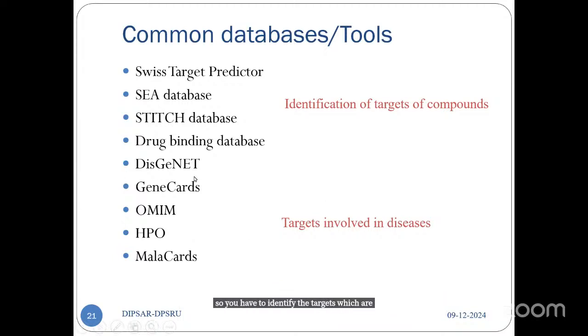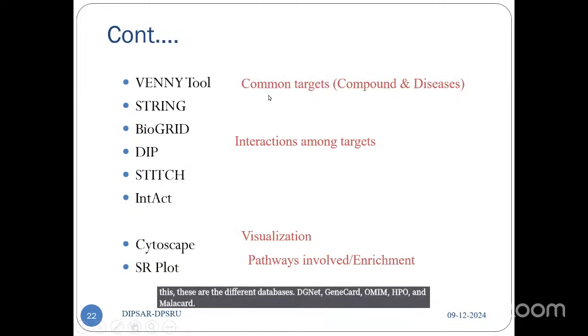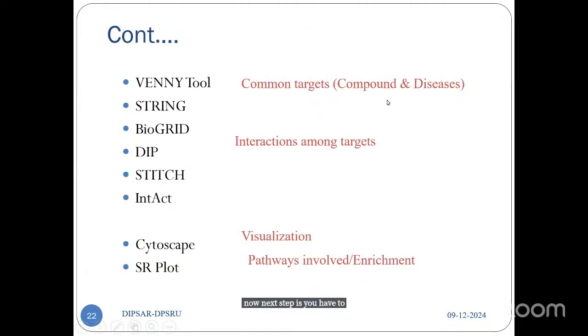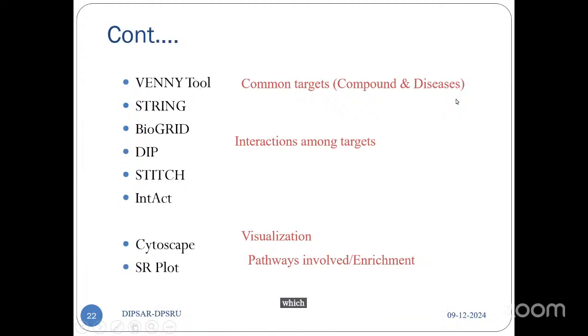To get this, these are the different databases: DisGeNET, GeneCards, OMIM, HPO, and MalaCards. Now, next step is you have to identify the common targets between the compounds and the disease. So Venny tool is one of the commonly used tools which will help you to identify the common targets among the compounds and the disease.